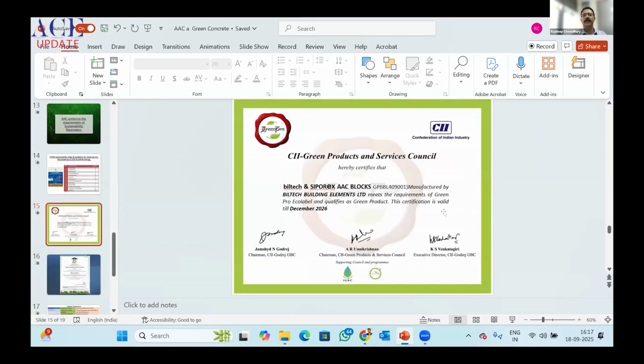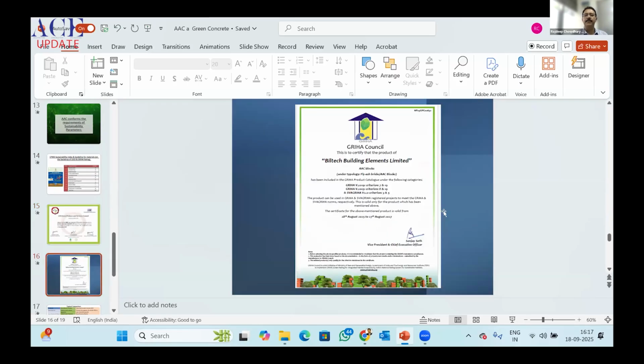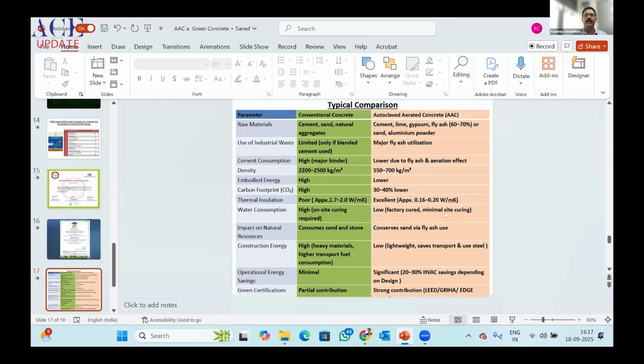Yes, this product is certified as Green Pro, which we have already taken from CII, because it conforms to all their eco-level conditions. We have this product, and the GRIHA Council has also certified it. They've got different criteria, and it fulfills all the criteria as a sustainable product.